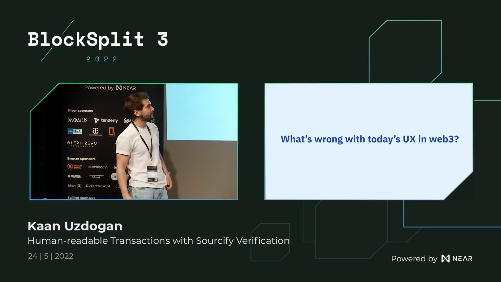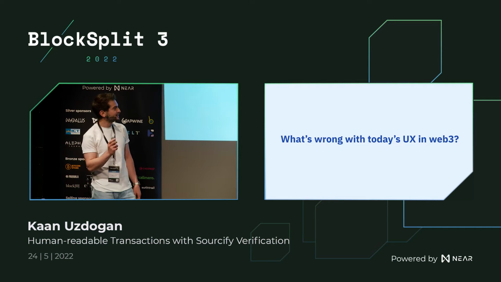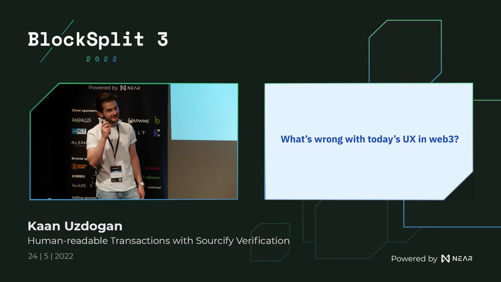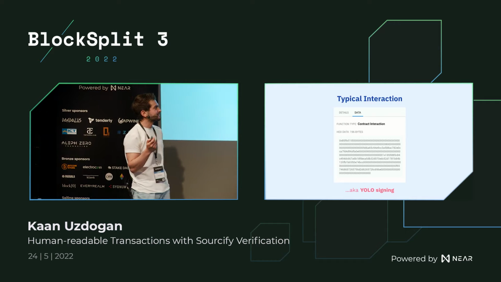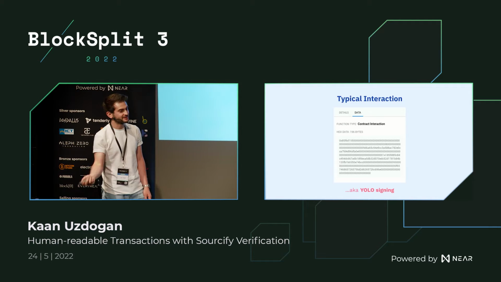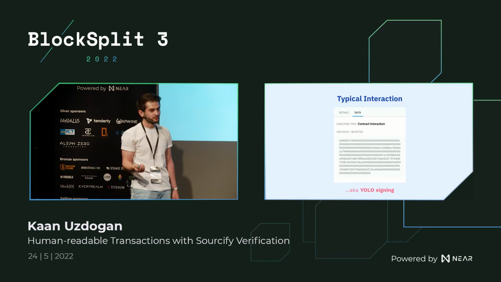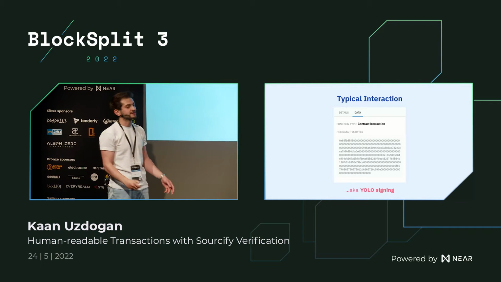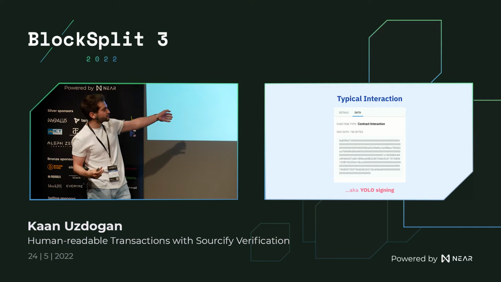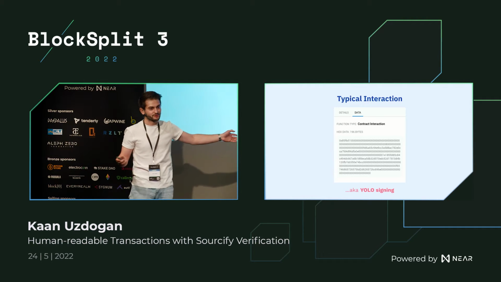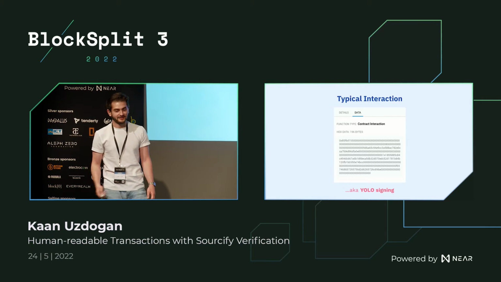Okay, so what's wrong with today's UX in Web3? So many things, but one thing that bothers me a lot, I guess it bothers you as well, is this. When you want to sign a transaction, you see something like this. I know this has been changed recently for many wallets. They kind of decode things, but this is more or less the everyday life in Web3. That's what we would like to call YOLO signing. So you just YOLO the signature and hope for the best that you are doing the right thing.